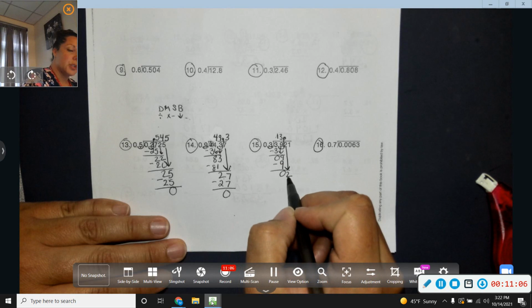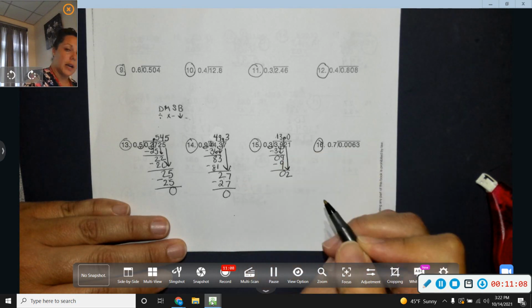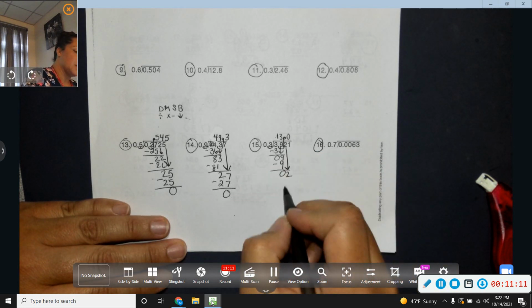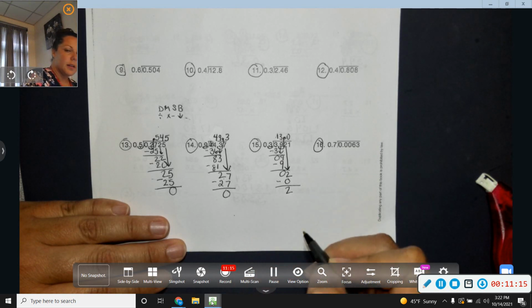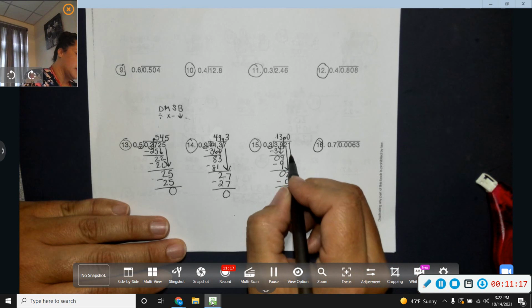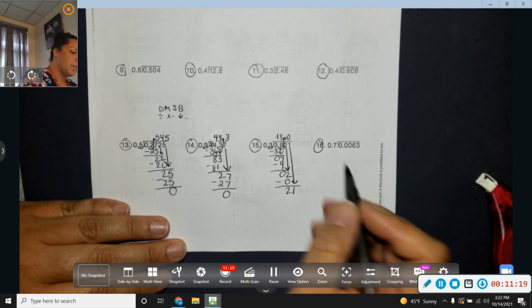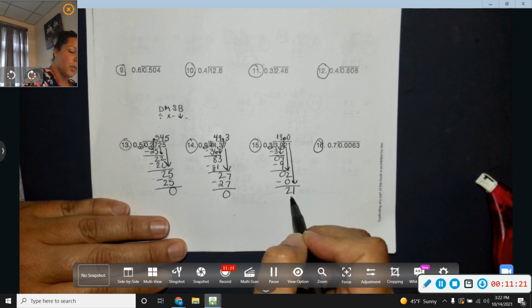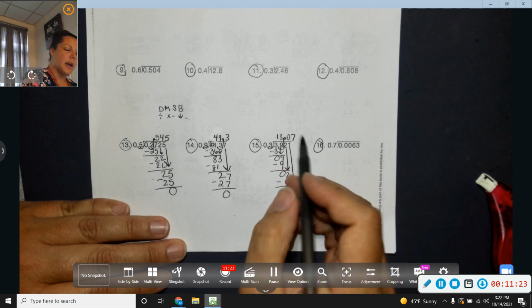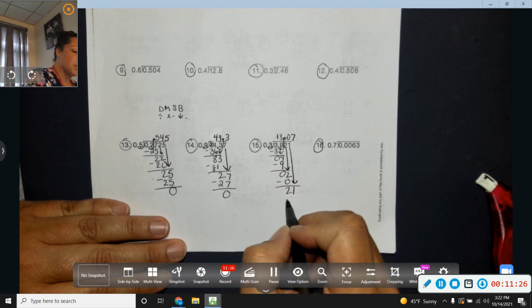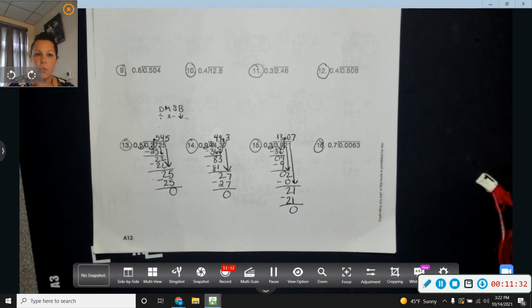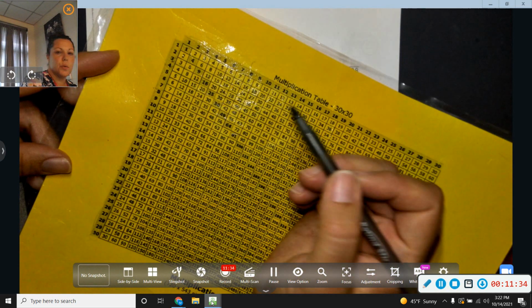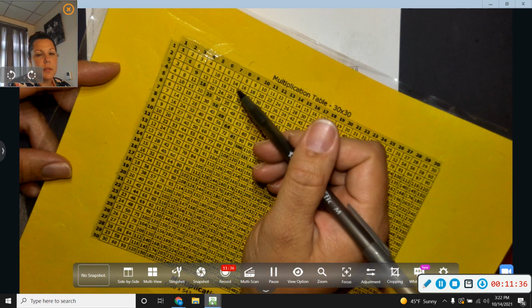3 goes into 2 0 times. 0 times 3 is 0. Subtract it. Get 2. Bring down my last number. 3 goes into 21 7 times. 7 times 3 is 21. Subtract it, get 0. Anytime you don't know if a number goes into another number, use this multiplication chart.